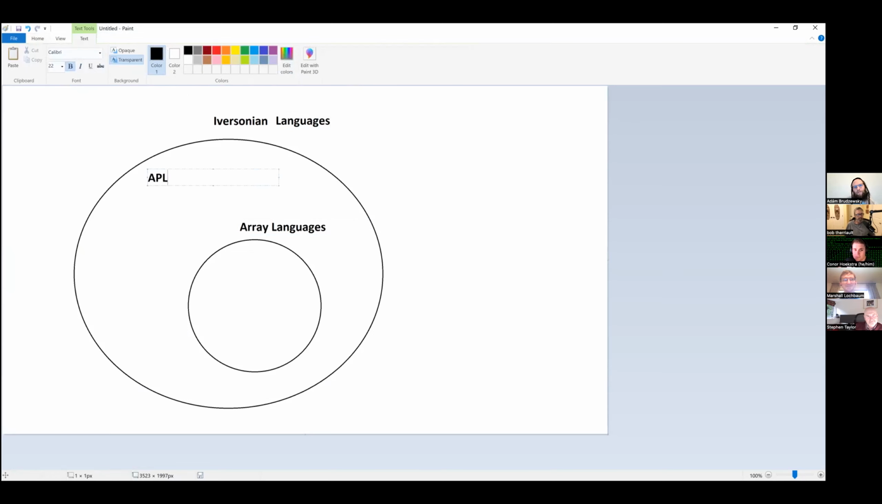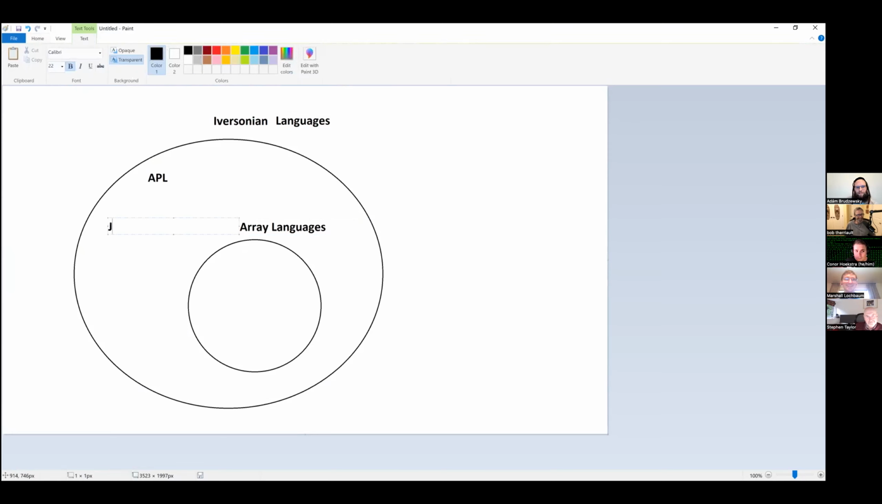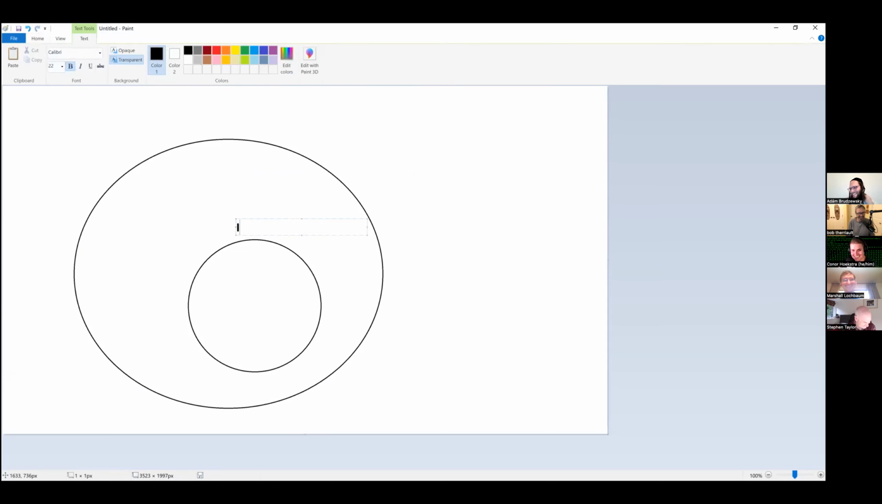So APL. Hold on. So the title here refers to the circle that's inside them? Correct. Yes. Okay, I guess maybe I should have done a little color coding. That's fine. J. So these are all Iversonian but they're not array languages. You might have everything inside out. Surely you would consider these array languages. No? Yeah. I mean, PQN's fundamental data type is not an array, but whatever. Let it slide.